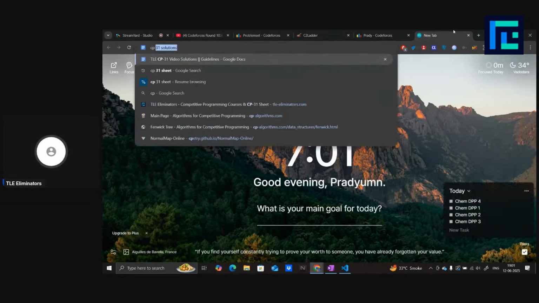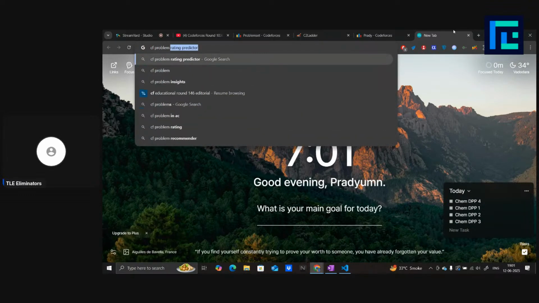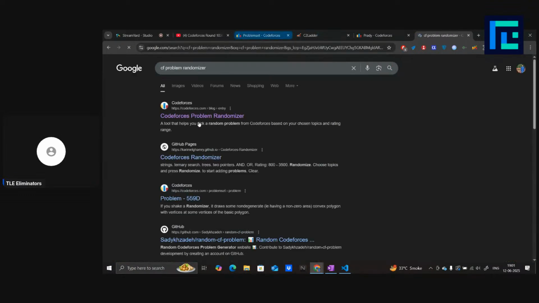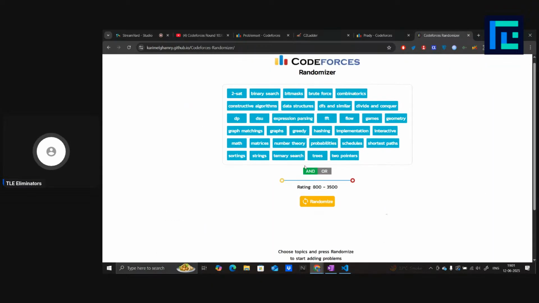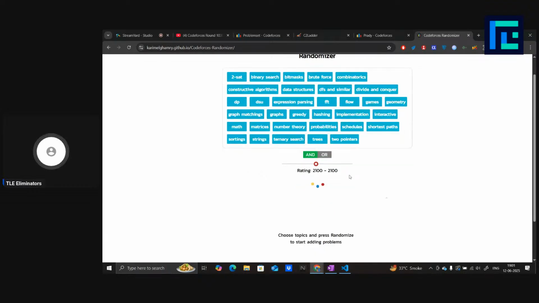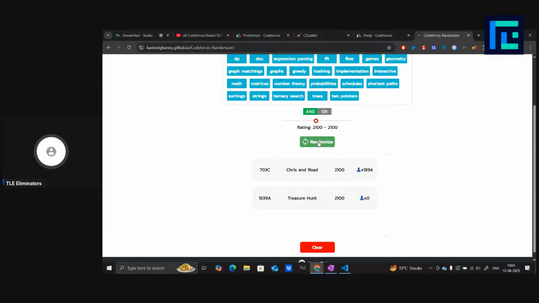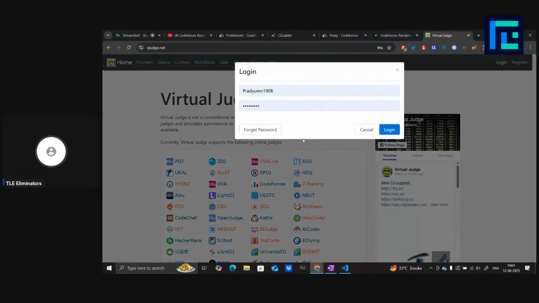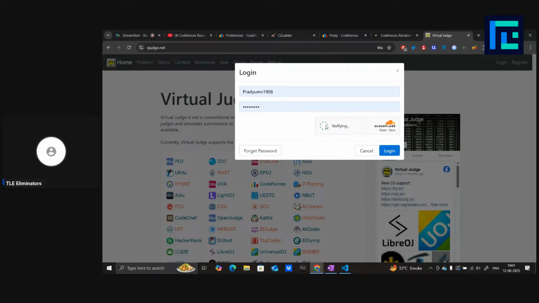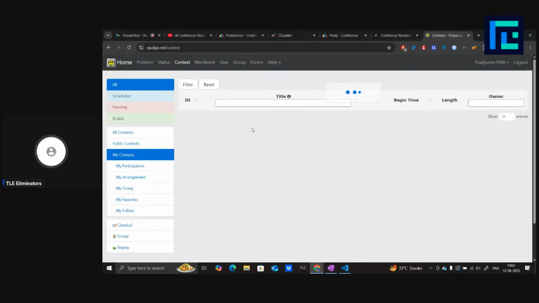So I went to this CF problem randomizer. This is a website which will take a rating from you, and it will give you randomized problems of that rating. I took 28 problems randomly and made a contest on VJudge, a site where you can make contests. I made a contest of 1 month and I just kept solving.